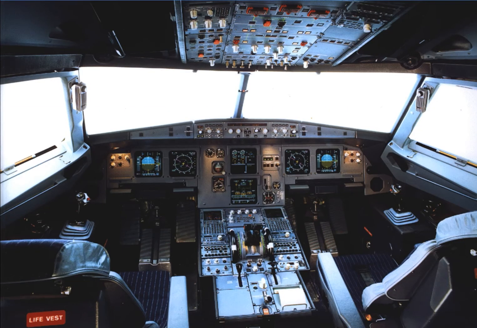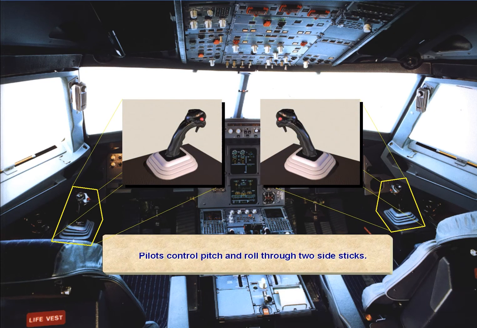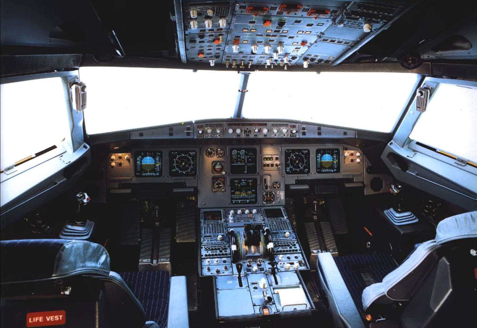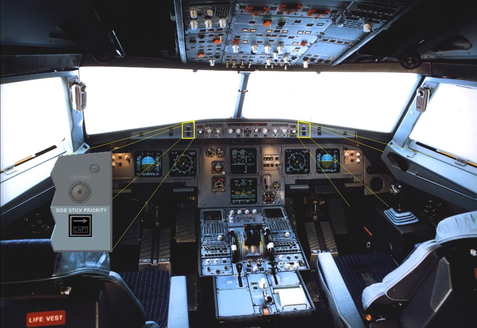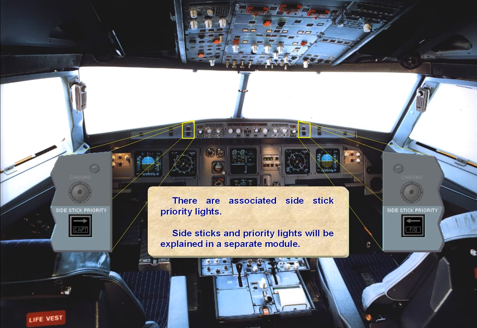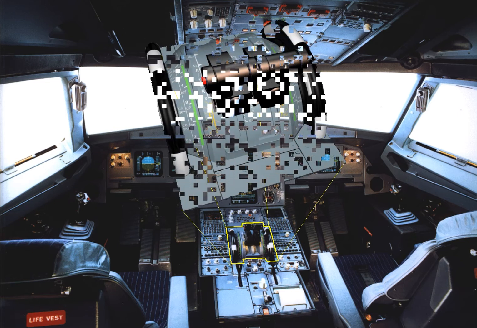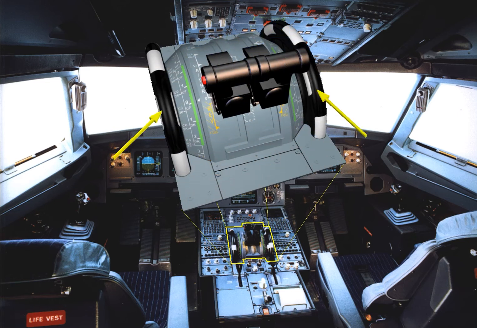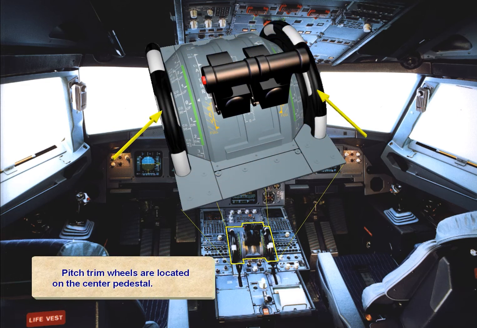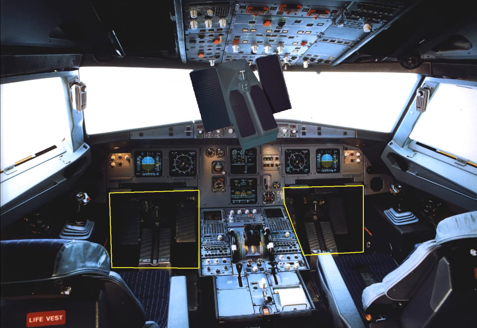Pilots control pitch and roll through 2 side sticks. There are associated side stick priority lights. Side sticks and priority lights will be explained in a separate module. Pitch trim wheels are located on the center pedestal. There are 2 sets of conventional rudder pedals.